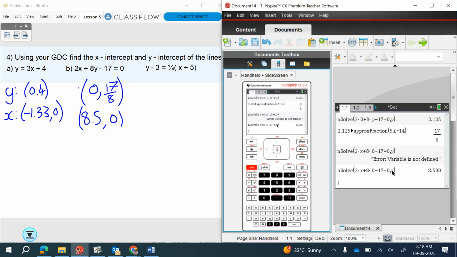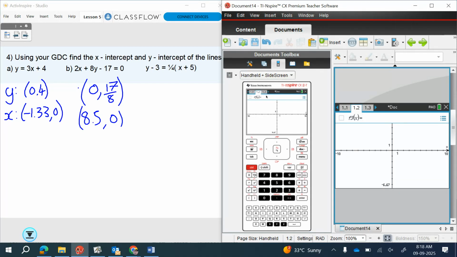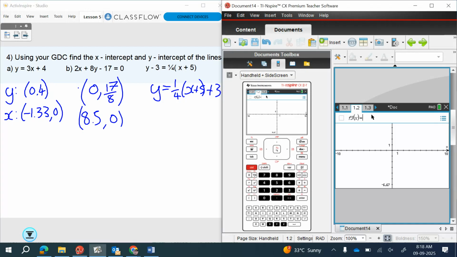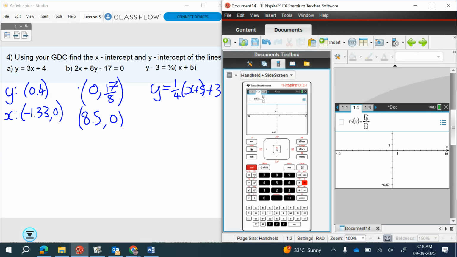I'm just going to add a new page, add a new graph. I'm going to graph this one. Remember that we have to move the y to the other side to graph this one. So I've got to enter it in looking like this. Let me see if I can show more strategies. So I'm pressing Control Divide and I get the quotient. Allows me to enter in the fraction a quarter like this. I open up a bracket, I get x plus 5, close bracket, plus 3, as I've moved that 3 to the side now. I get the graph drawn.